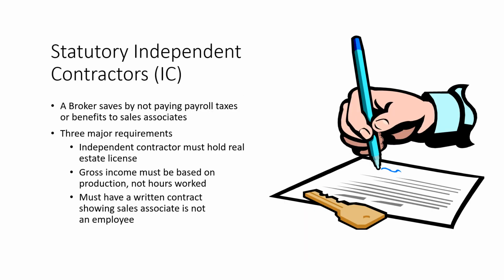When hiring independent contractors, a broker saves by not paying payroll taxes or benefits to the sales associates. There are 3 major requirements. The independent contractor must hold a real estate license. Gross income must be based on production, not hours worked. And there must be a written contract showing the sales associate is not an employee.